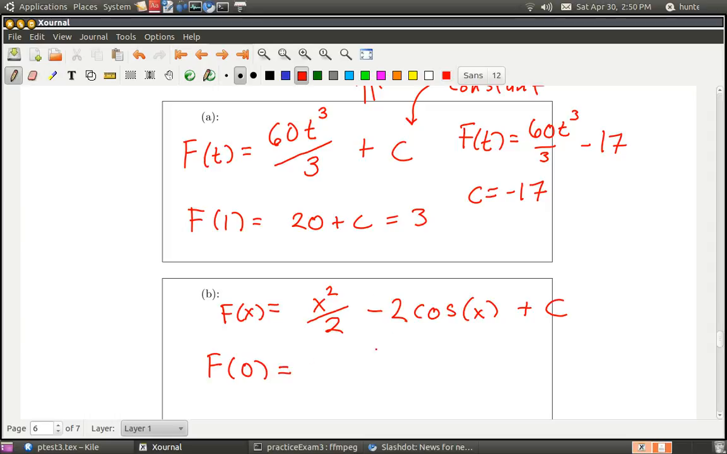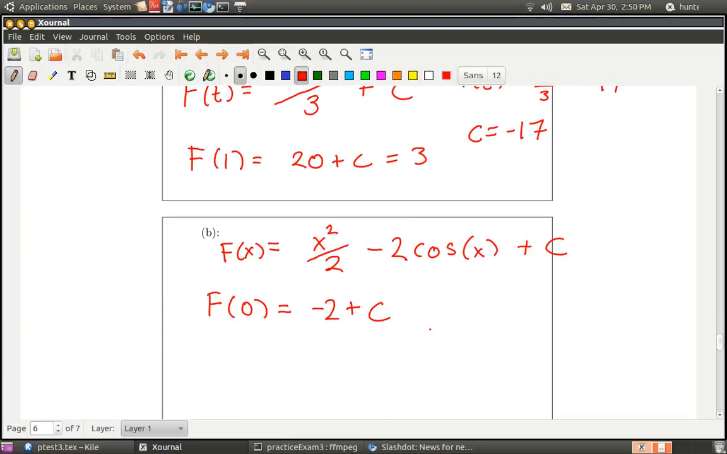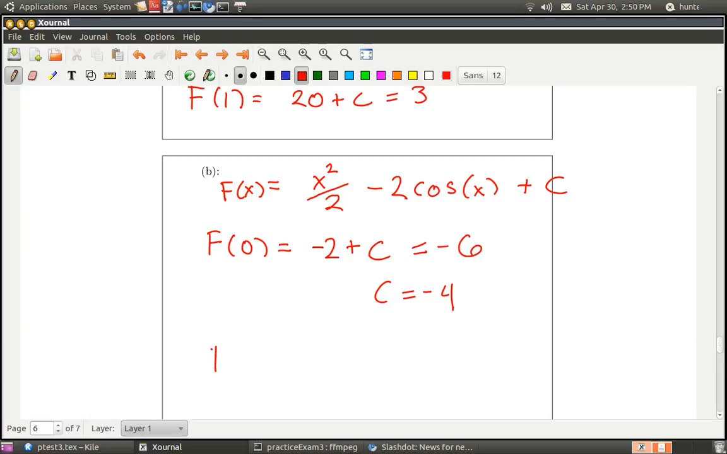What happens when we actually put in 0? The first part vanishes, and cosine of 0 is 1, and so I get negative 2 plus c. But on the other hand, we're being told that it has to be equal to negative 6. So that means c has to be equal to, add 2 to both sides, negative 4. So the final answer for part B is f of x equals x squared over 2 minus 2 cosine x minus 4.